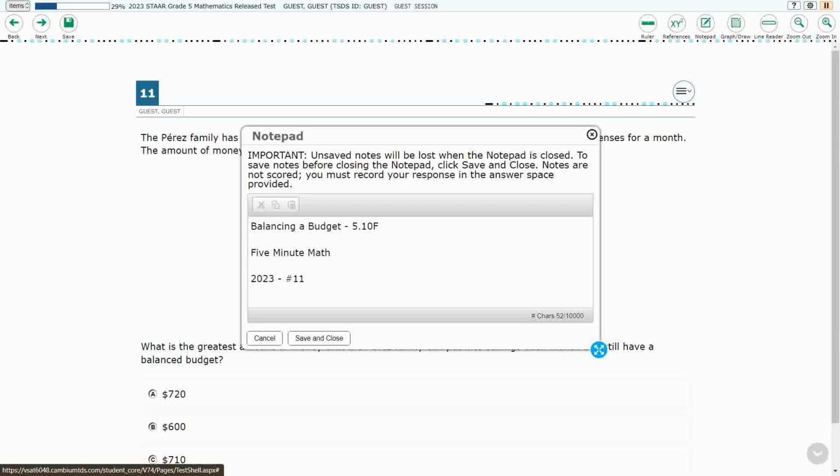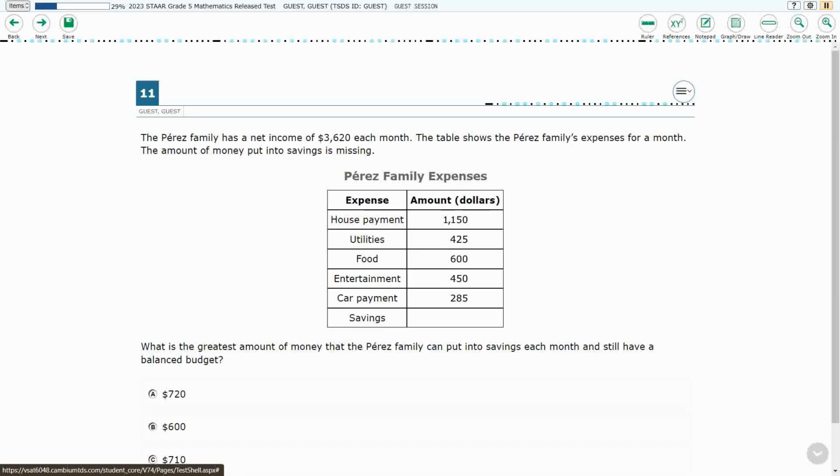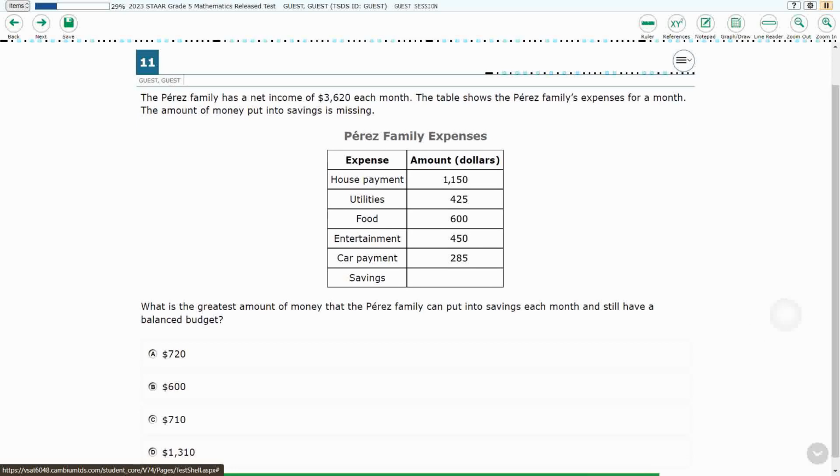Today we are looking at the fifth grade concept of balancing a budget. This is Standard 5.10F in the great state of Texas, and we are using item number 11 of the 2023 released STAAR test. If you haven't done so already, please go ahead and take a moment to pause the video, work this problem out on your own, unpause it, and we will look at our answers together.